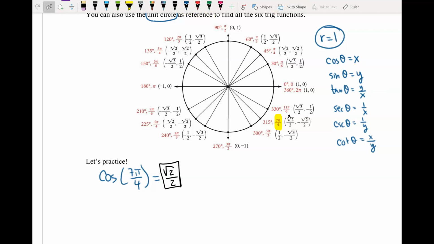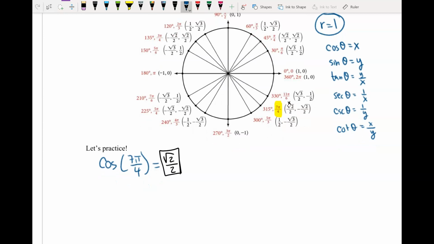So what would the secant of 5 pi over 6 be? The secant is the reciprocal of the cosine function, or you can think about it as 1 over x. So we're going to locate 5 pi over 6. So 5 pi over 6 is right here.